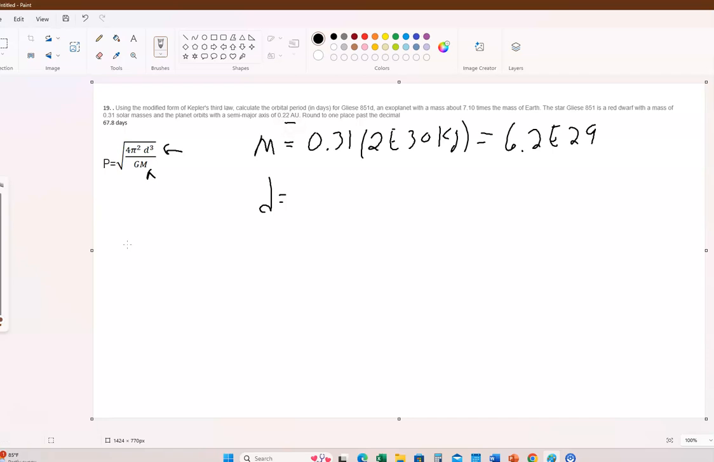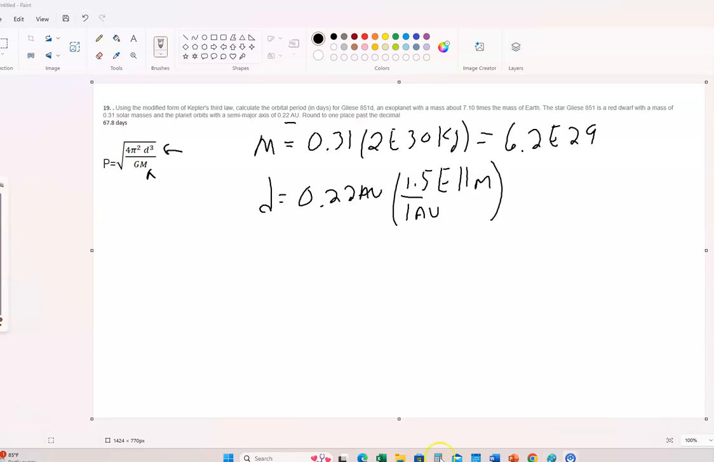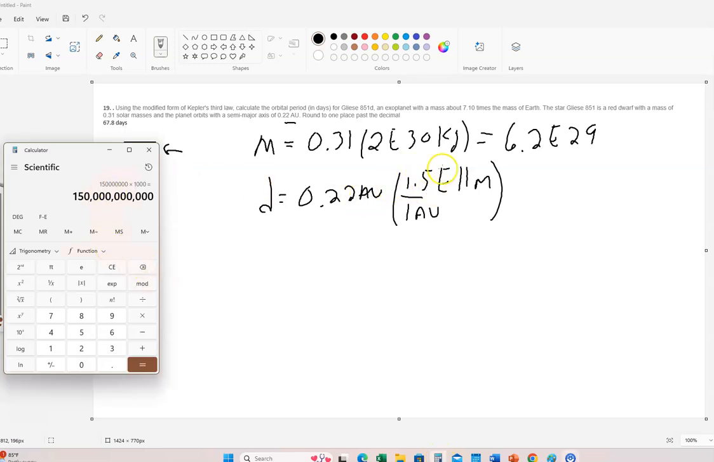So D is 0.22 astronomical units. It turns out that 1 astronomical unit, which is 150 million kilometers, is 1.5 times 10 to the 11th meters. I verified that, and I think that's on the formula sheet.